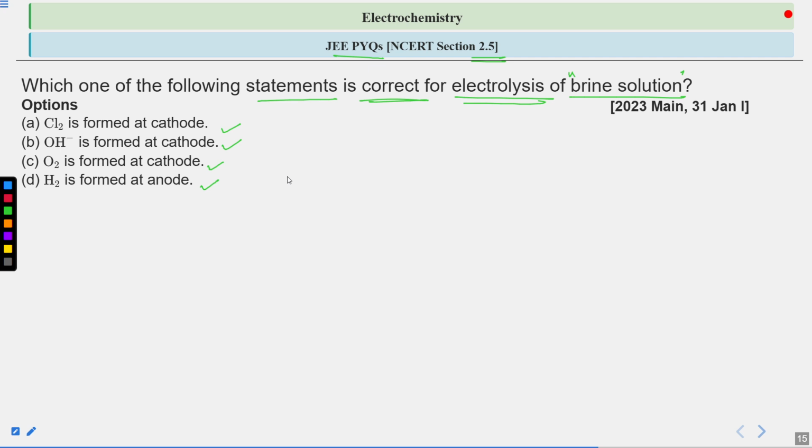You got some time, try to solve it and try to go to the electrolysis concept which we have covered for electrolytic solutions, and then we will see what the correct option is.